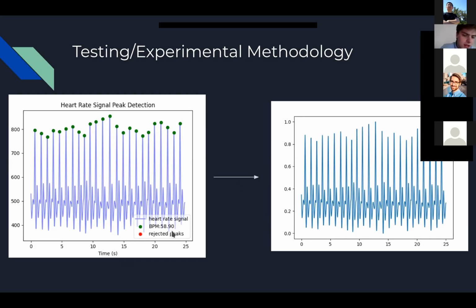But the one thing I want to highlight is they already gave me what the beats per minute for this sample was. It was 58.9. So I had something to compare against for when I calculated it myself with just the signal.